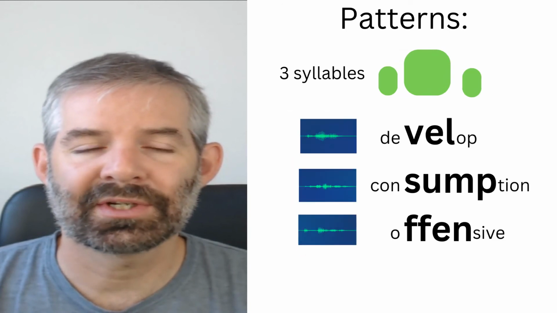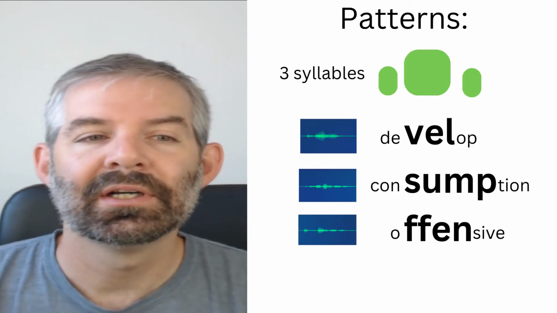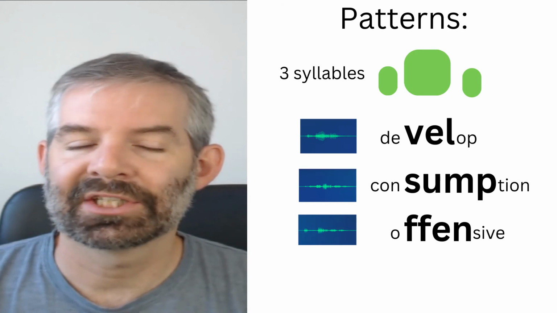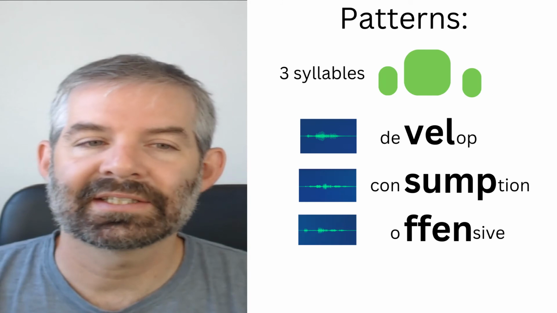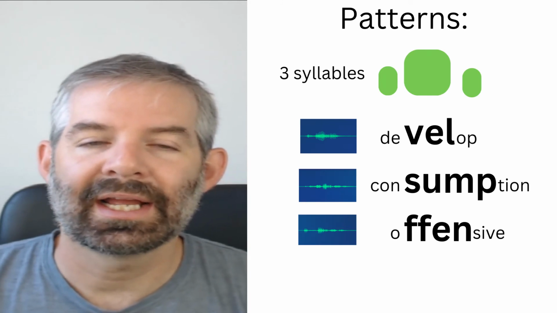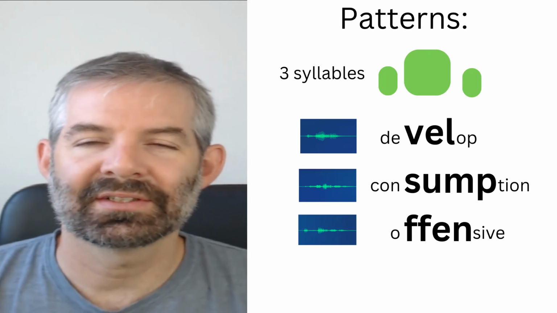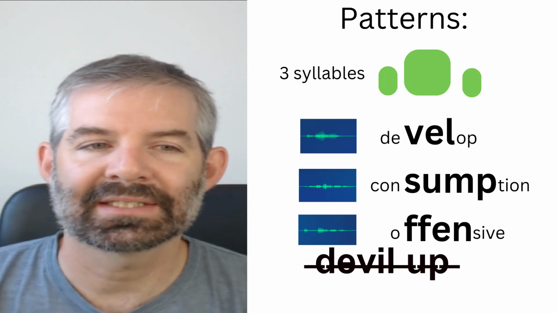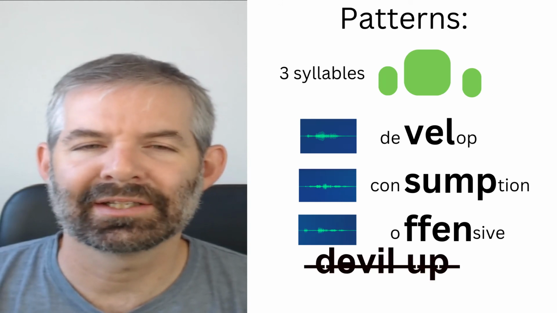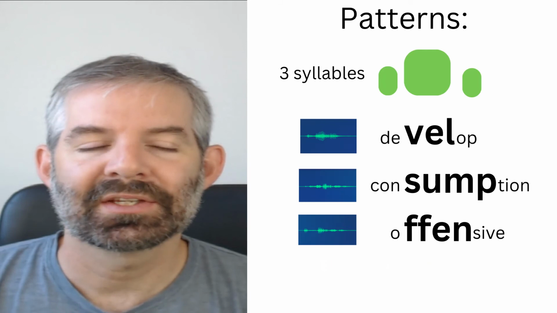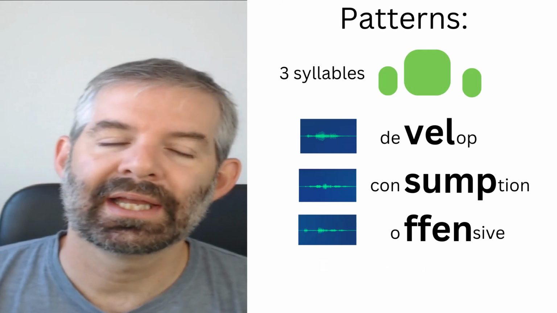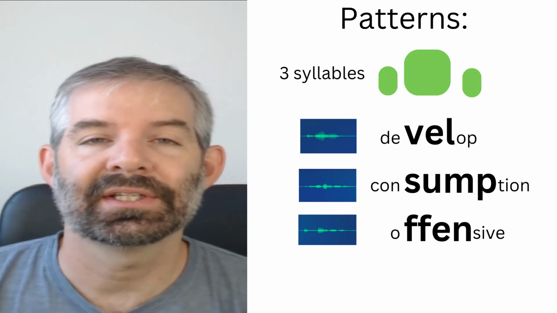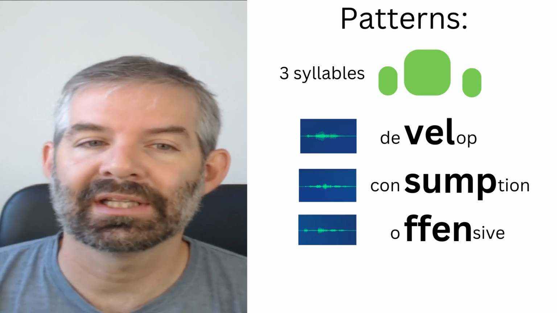Then if we stress the middle syllable, these would be this kind of shape: develop, consumption, offensive. I have lots of students who will pronounce this word develop as like devil up, and that would be a little confusing. So do recognize that these words have a shape to them, and these have these three elements of the pitch, the volume, the length.